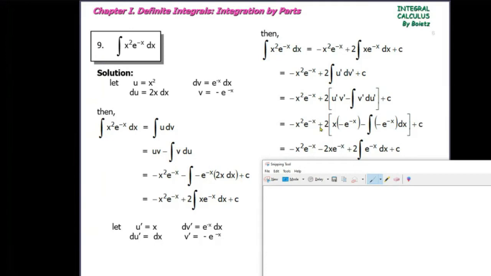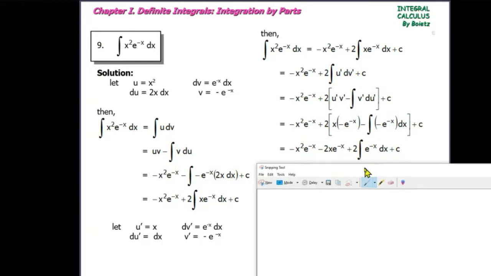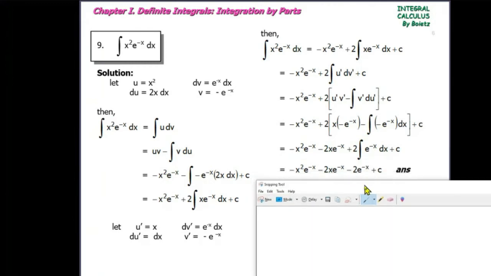Then this one, distribute: negative 2x e to the negative x. Then ito, minus, minus, plus, tas may 2 doon, 2 integral of e to the negative x dx. Then what is the integral of e to the negative x dx? That is negative e to the negative x. Kaya naging negative 2 e to the negative x plus c. Then baba mo lang to, tsaka ito, baba mo yan, and that is the final answer.